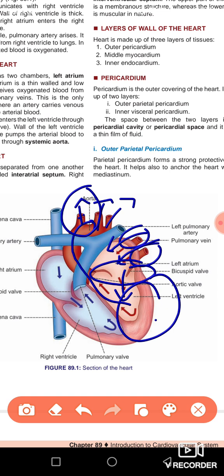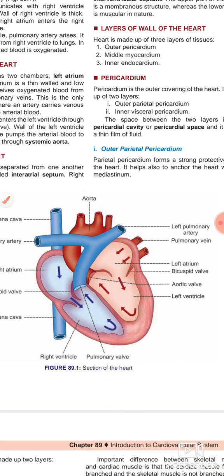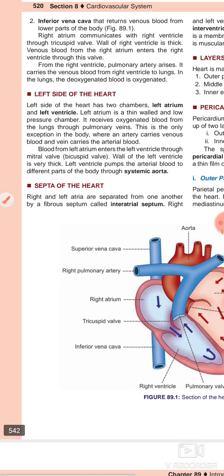Now this aorta descends down. After the backside of your heart, the aorta descends and divides into various arteries and arterioles, moving blood into the whole body. After covering the left and the right side of your heart, now we see what are the septa present in your heart.